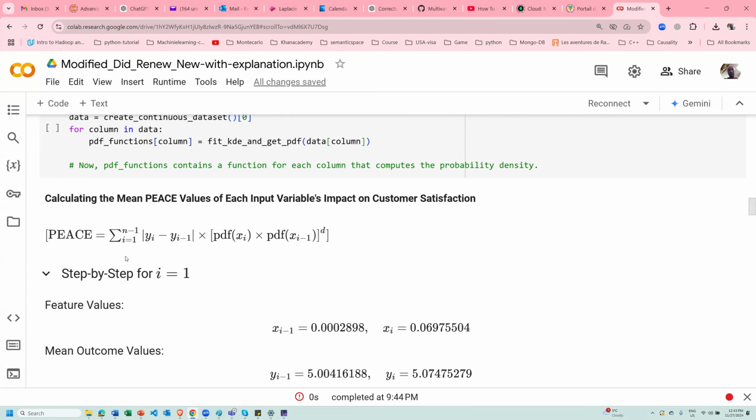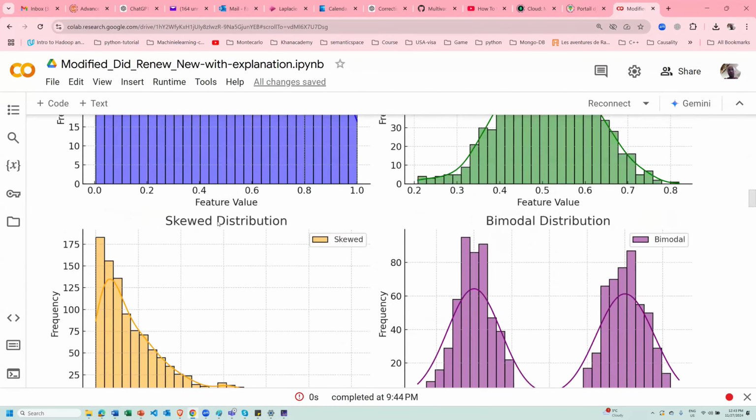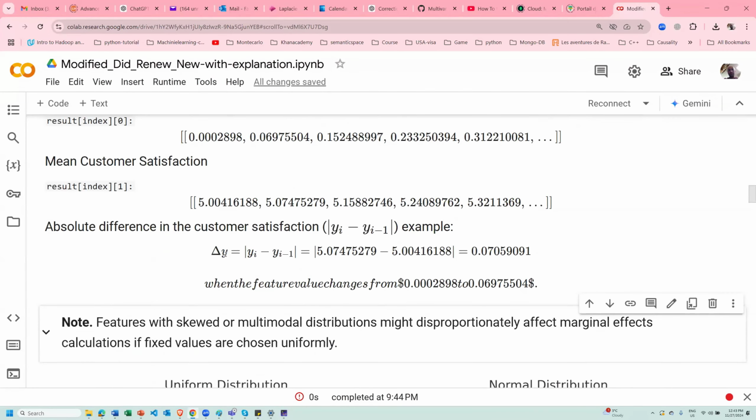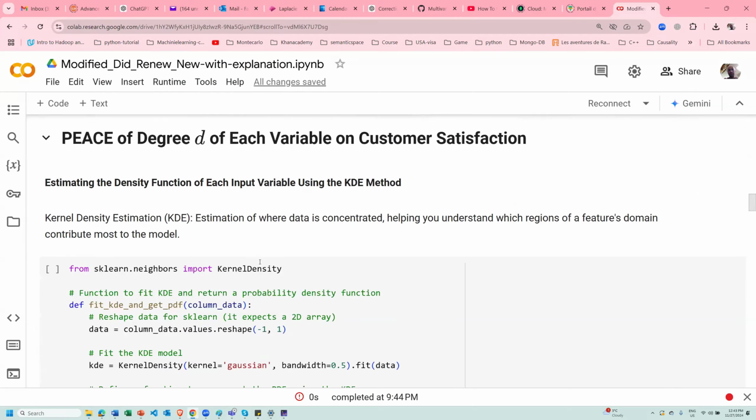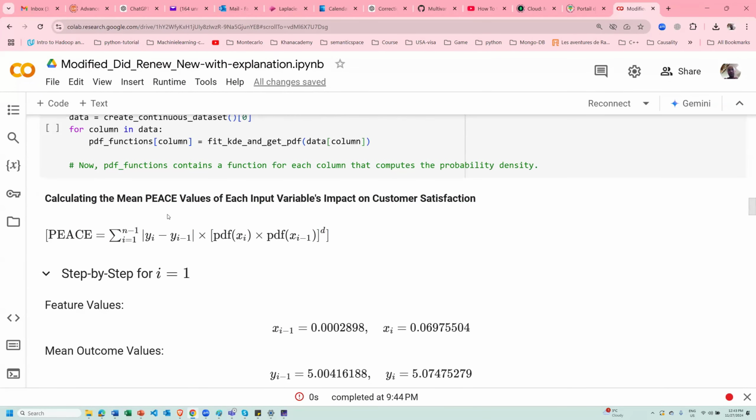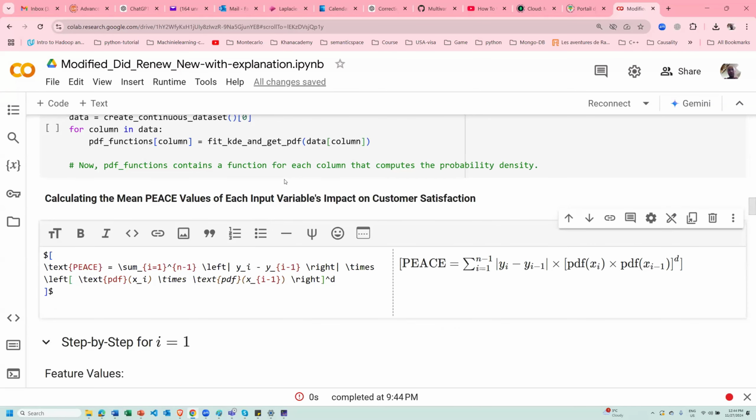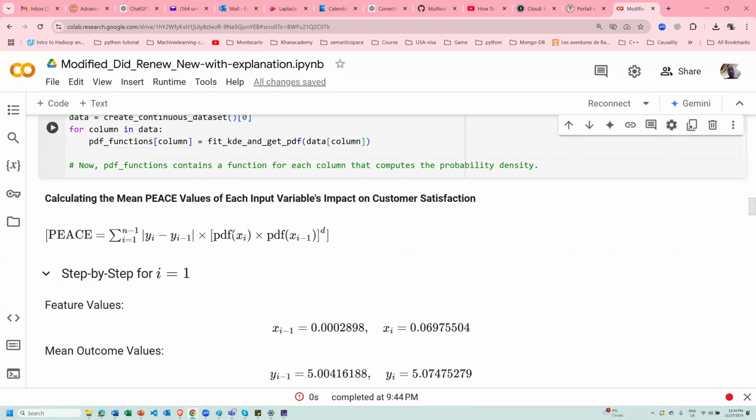From what we obtained above, I just go back fast to remind you, delta y was the difference in the customer satisfaction when the feature values change from, for example, here to here, right? So we have delta y, the absolute value of y changing, and the PDF, which we calculated with KDE up there. Here, I'm so sorry, the d is missing. Because if you remember, in the formula we had this probability to the power of d, and here also we had probability to the power of d, so both need to have d.